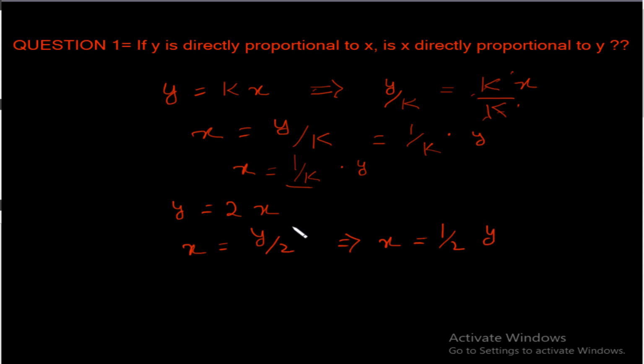So the direct proportionality relationship is mutual. If one variable is directly proportional to the other, then the reverse is also true. Fine?